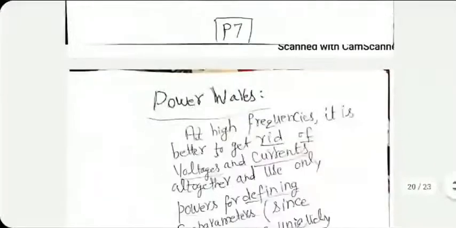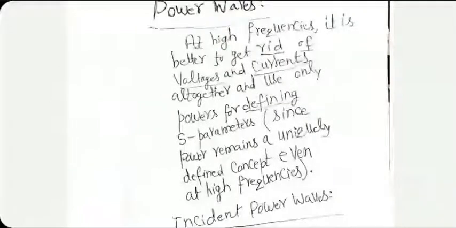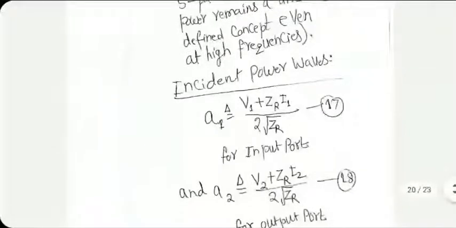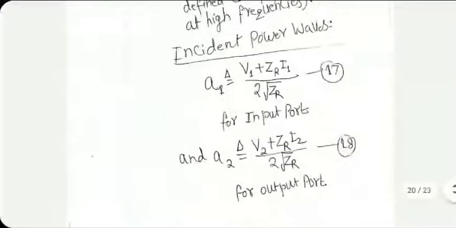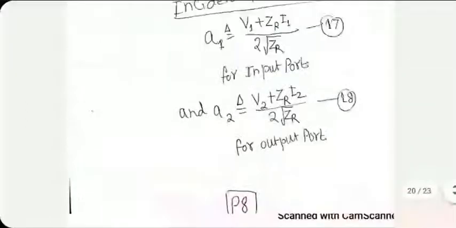Now, based on this, what people did was, because they wanted to get rid of voltage and current completely from the formulation, they defined so-called power waves. And I will skip a lot of detailed derivations here. There was a quantity called small a, and another quantity called small b, for both the ports.